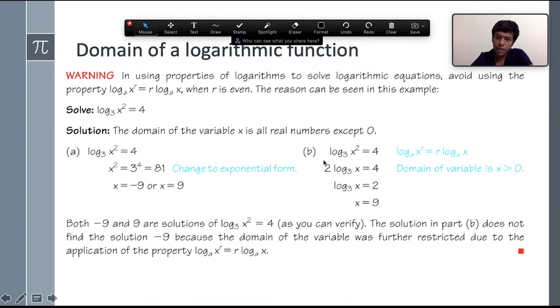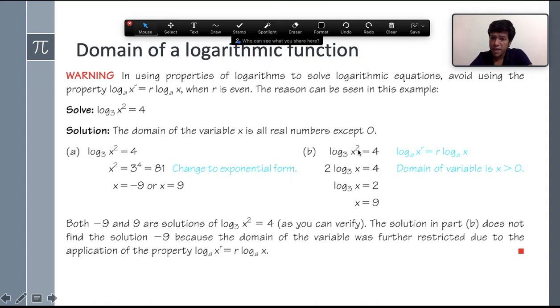But if we bring this 2 to the other side, 4 divided by 2 equals 2, then log 3 base x equals 2, so x equals 3 squared, that means 9. So in this kind of situation, we get x equals 9, only one answer. But for the same math, we get two answers on the left side here. So which one is correct? Correct is this one.